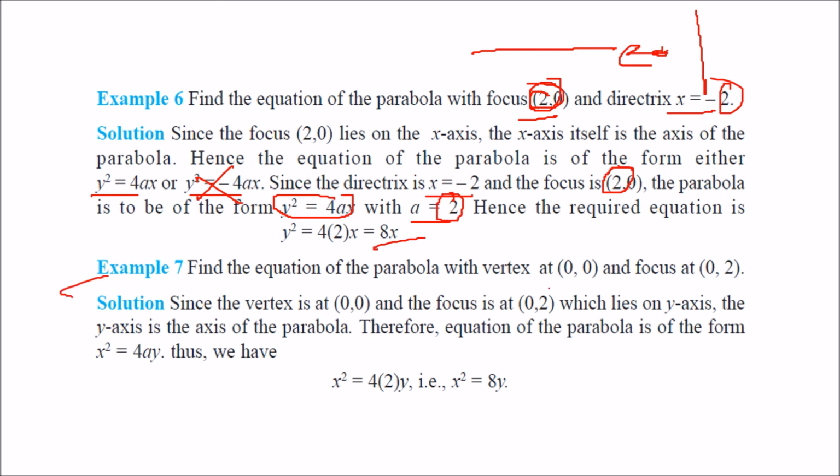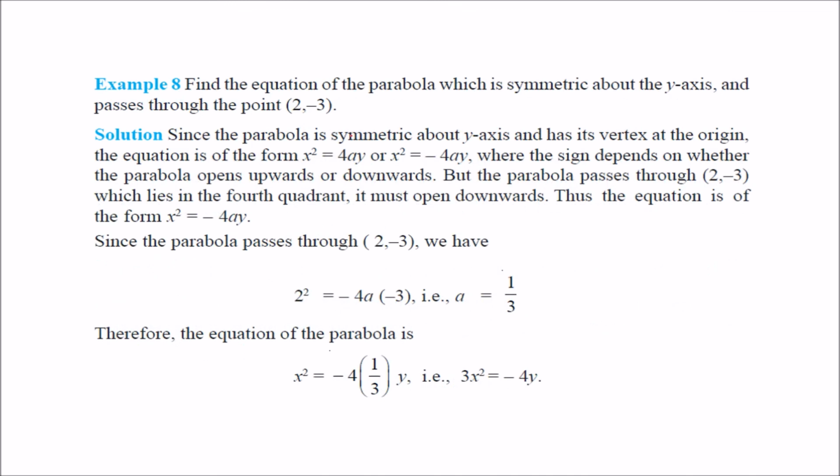Next is find the equation of the parabola with vertex (0, 0) and focus at (0, 2). Now the vertex is at (0, 0) and the focus is at (0, 2). So x is 0, that means our focus lies on the y-axis. That means, as we are aware from our observation, the equation has to be x square is equal to 4ay. And since a is given as 2, x square is equal to 4 into 2 into y, so the equation will be x square is equal to 8y.